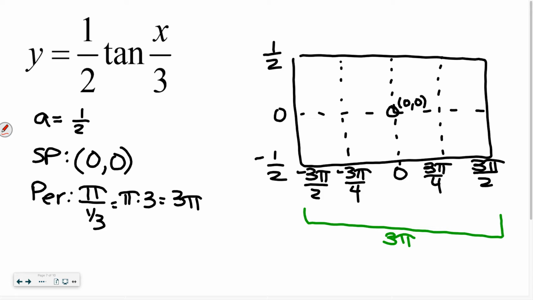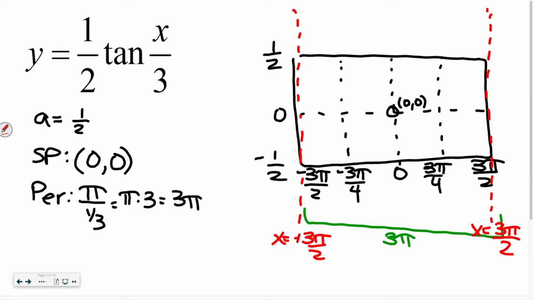And then I'm ready to sketch tangent. So for tangent, this one's new. I just remember the way we built this frame was to have asymptotes on the right and the left, like I remember mountain high, valley low, and my ice cream cone. So x equals 3 pi halves and x equals negative 3 pi halves. My tangent will go through my starting point, 0, 0. And if it's positive, it's increasing, and if it's negative, it's decreasing.